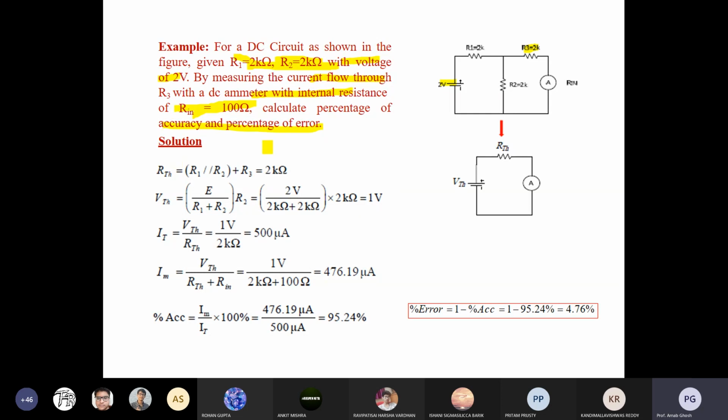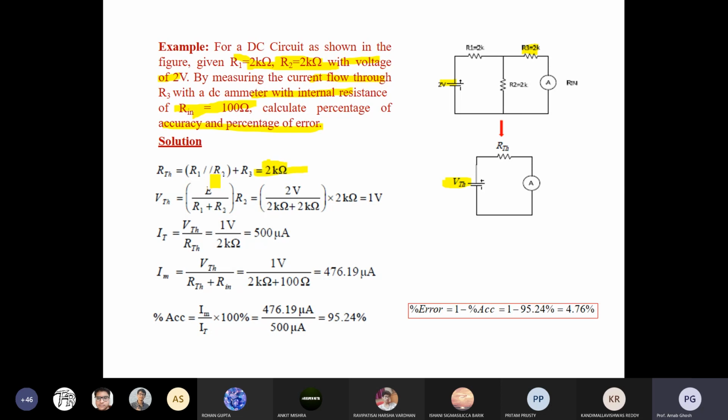Simple. So you have to open it and find the open circuit voltage, that means VTH. How to get the VTH? You have to open the terminal, and the RTH will be there: the current terminal is open and the voltage terminal you need to short. Then you will see that R1 and R2 are in parallel, in series with your R3. Some calculation mistake is there.